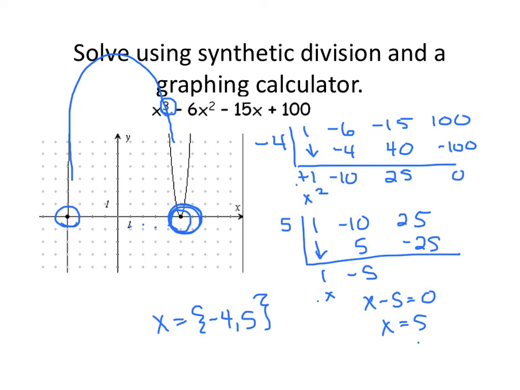Did I actually have to do all this work on the right? No, because I could have looked at the graph and seen that the solutions were -4 and then 5 twice. Right? But I did all the work because the directions said to use synthetic division.